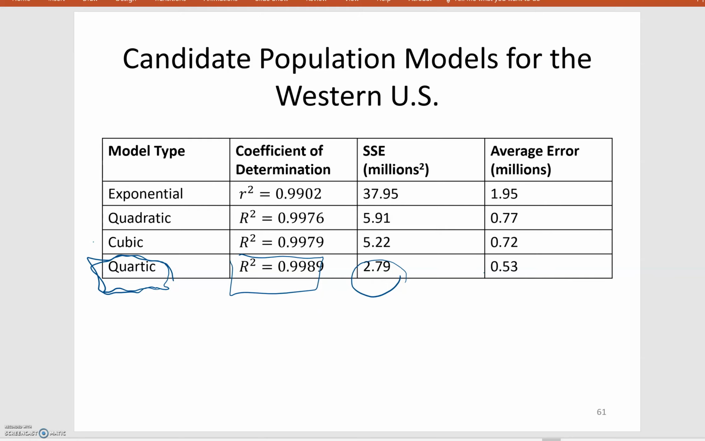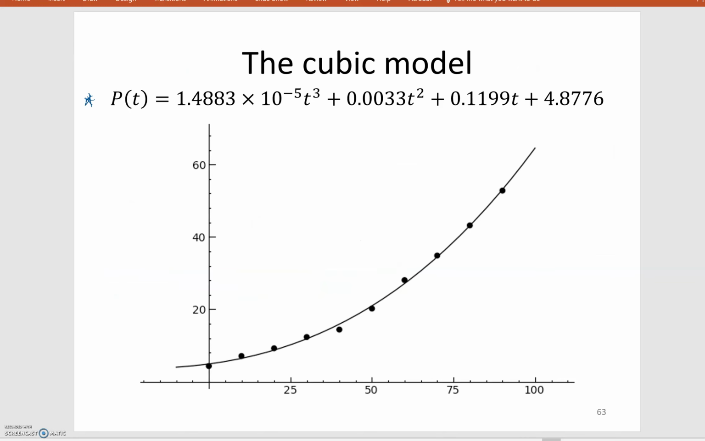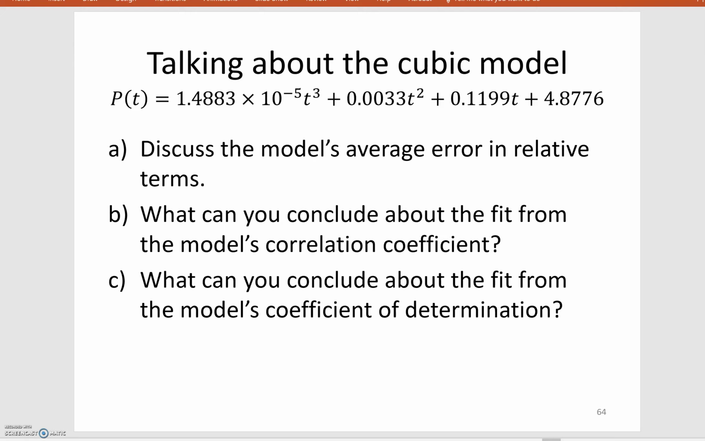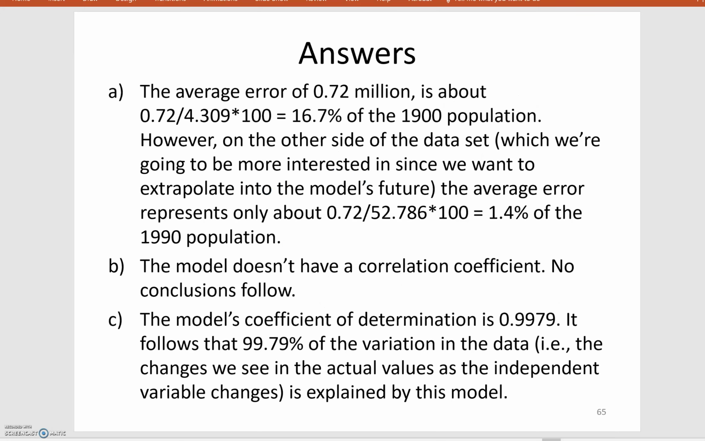Given that the quartic has turning points, even though the quartic model fits better in terms of the coefficient of determination and the SSE, the cubic is better because it doesn't have any radical changes in its behavior. Okay, so let's talk some more about the cubic model. First of all, let's discuss the model's average error in relative terms. That means let's look at the average error in relation to 1900 and 1990, kind of in the extremes of the data set. So we'll do that first.